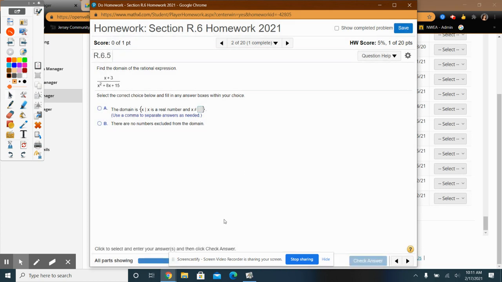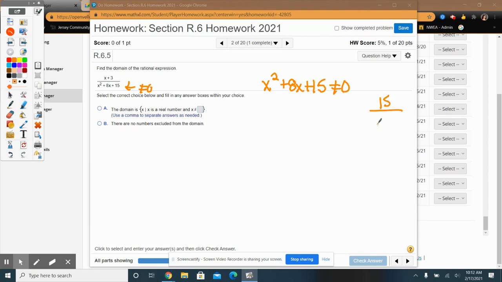Now, this one's a little bit different, because you know that the risk factor for domain here is that you cannot divide by 0. So that cannot equal 0. So then you're looking at x squared plus 8x plus 15 not equaling 0. And we've seen quite a few problems like this. We're going to have to factor to figure out what would make it 0. So you'll make your list for 15. You're looking to get to 8.